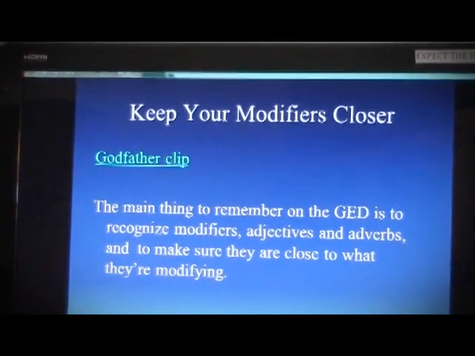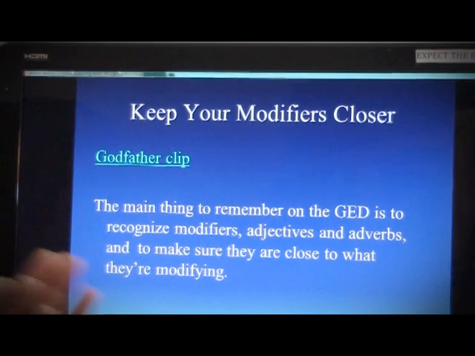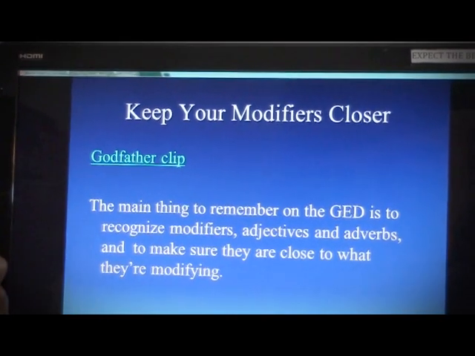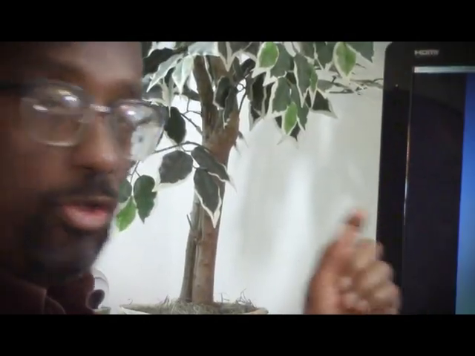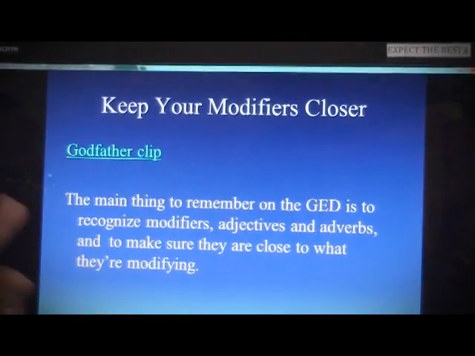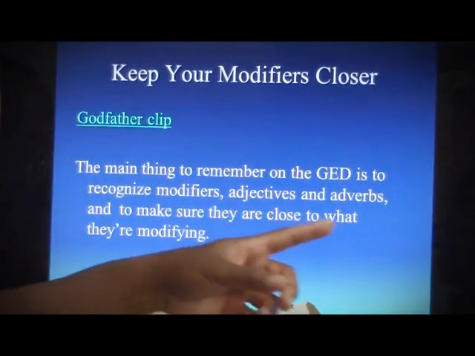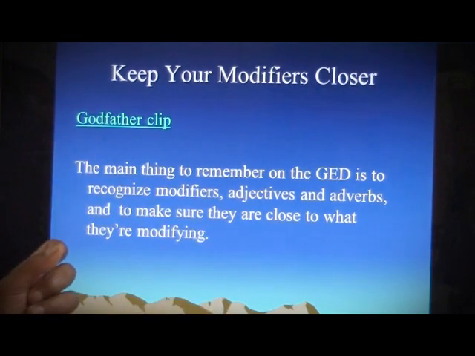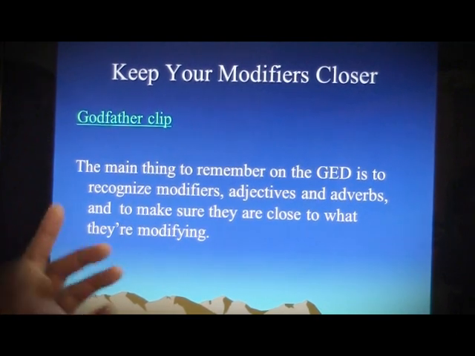Now, the big lesson is this. Keep your friends close, but keep your modifiers closer. Those of you who might remember that from The Godfather, it was good advice. The main thing to remember on the GED is to recognize modifiers, adjectives and adverbs, and make sure they are close to what they're modifying. That's the big lesson, and that's the big takeaway from this whole thing.